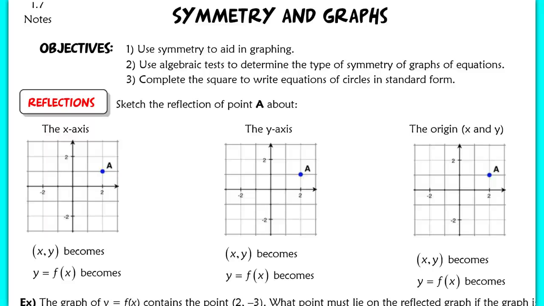This lesson is for section 1.7 in our textbook, Symmetry and Graphs. We've got three main objectives for today. We're going to use symmetry so that we can graph a little bit quicker. We're also going to use algebraic tests to determine the type of symmetry of different graphs of equations.